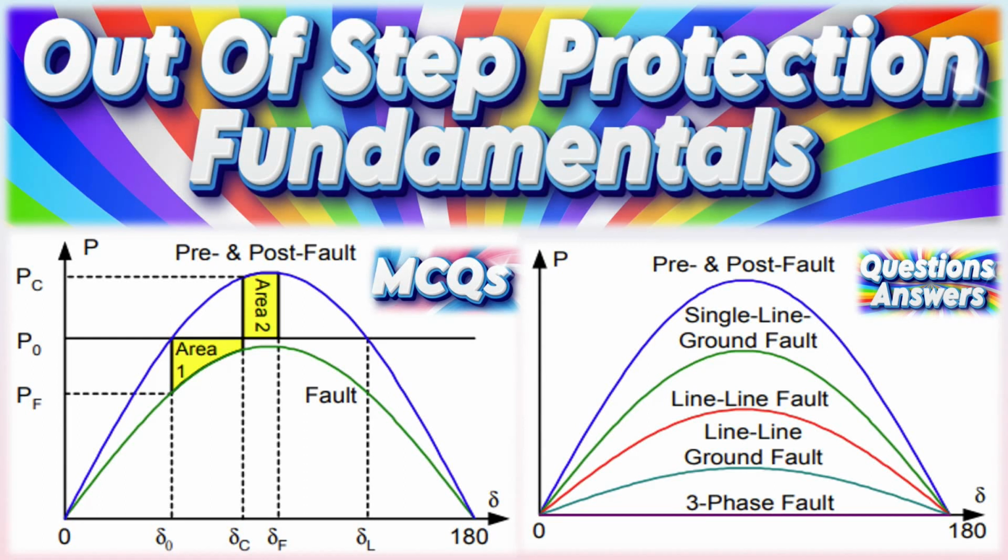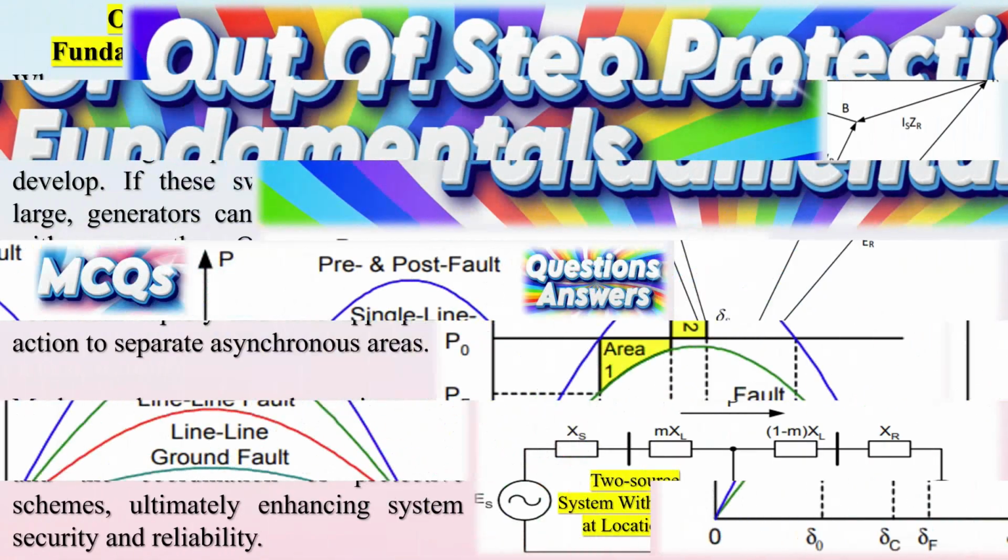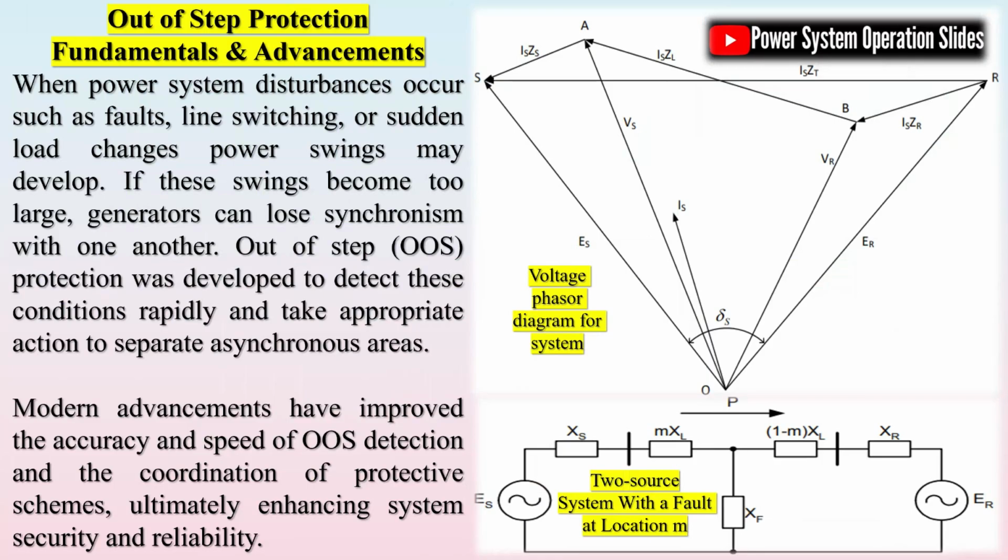When power system disturbances occur such as faults, line switching, or sudden load changes, power swings may develop. If these swings become too large, generators can lose synchronism with one another. Out-of-step (OOS) protection was developed to detect these conditions rapidly and take appropriate action to separate asynchronous areas.